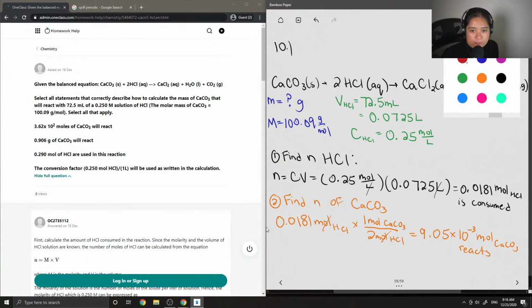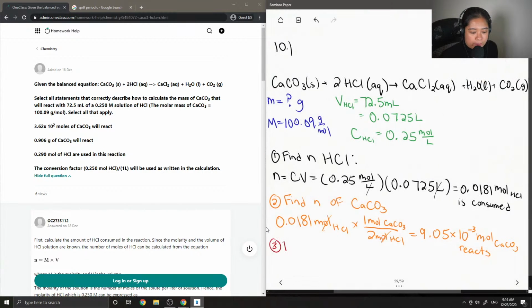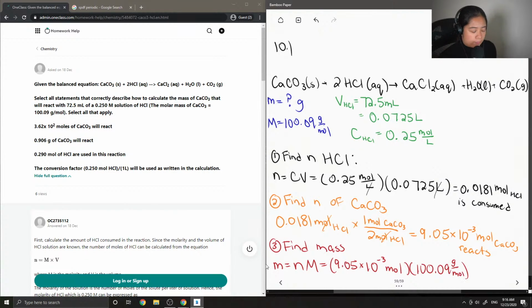Okay, so now that we have the number of moles of calcium carbonate, we can find the mass. The mass is just the number of moles times the molar mass. The number of moles is what we found in the previous step, 9.05 times 10 to the negative 3 moles, and the molar mass was given in the question. It is 100.09 grams per mole. And this gives us an answer of 0.906 grams.